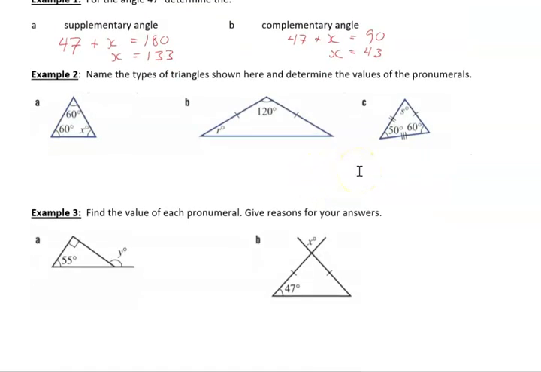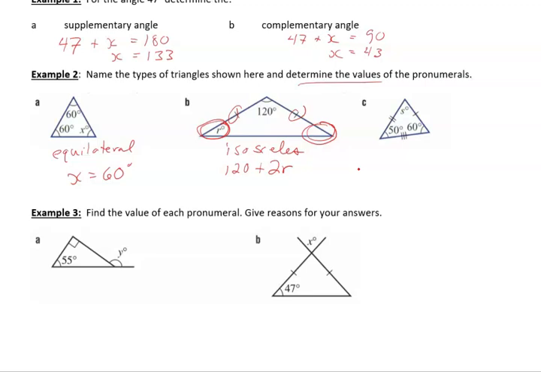So name the types of triangles shown here. Determine the values of the unknowns. This one is equilateral. And I know that x is going to be equal to 60 degrees because 60 plus 60 plus 60 gives us 180. Now, in this case, we have two equal side lengths. So we have an isosceles triangle, which means our base angles are going to be equal. So 120 plus this one, and this one's equal to that one, two of those r's equals 180. So we'll take 120 off of 180, and two of the r's are equal to 60, so one of the r's is equal to 30.